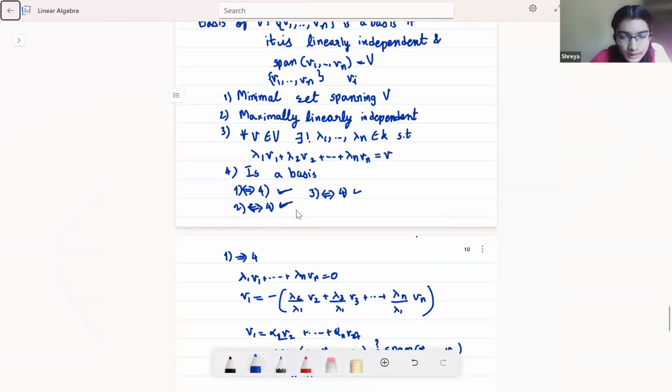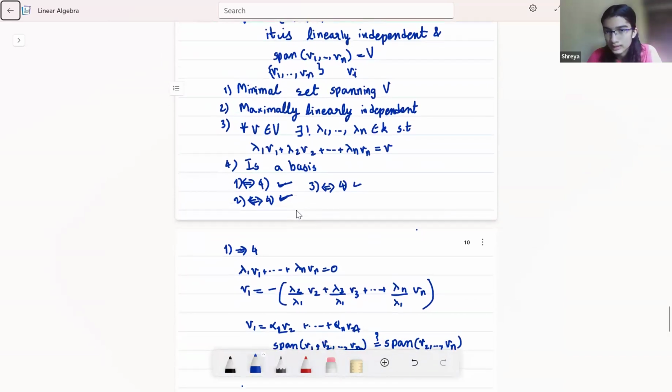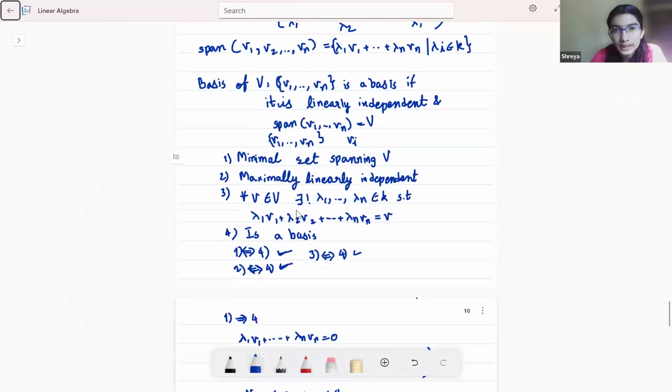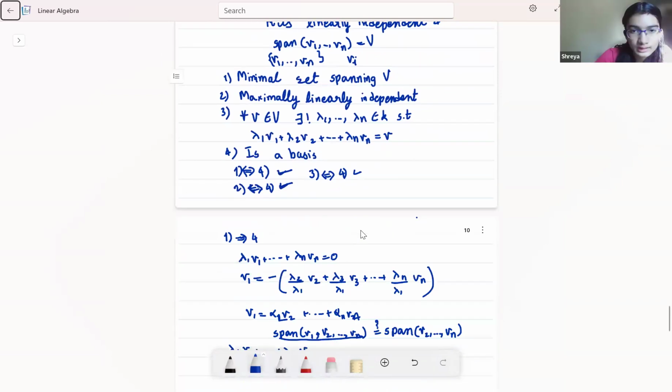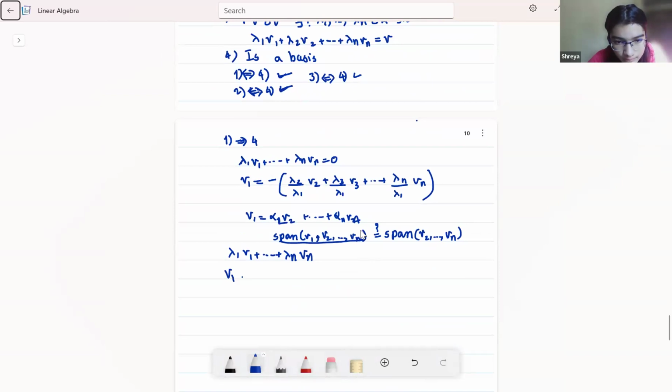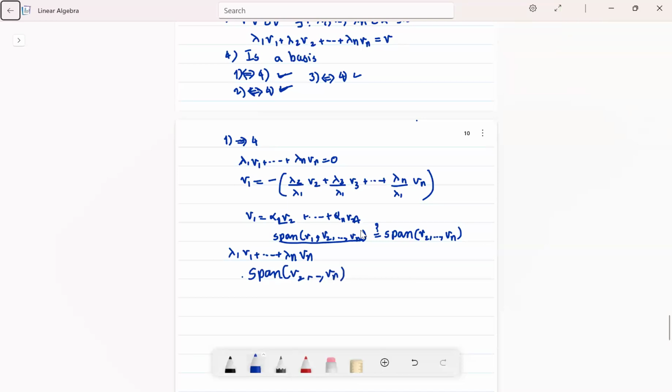So if you have that it's a basis, we need to show it's minimal, like it clearly spans. In other words, if you have the basis and you remove one of the elements from the basis, let's say you remove V1, then we need to show that the span of V2 and so on is not equal to V. Yes, that's what you claim. I don't believe that. Okay, sure.